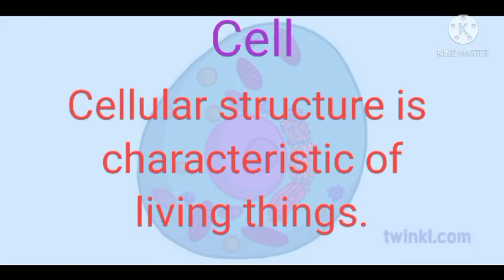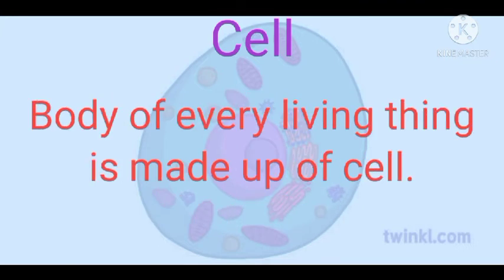Now, cell structure is a characteristic of living things. We know the different characteristics of living things, and cellular structure is one of them. The body of each living thing, whether it may be a plant or animal, insect or whatever it may be, is made up of cells.